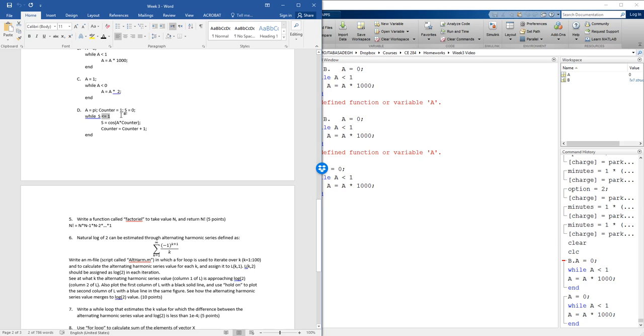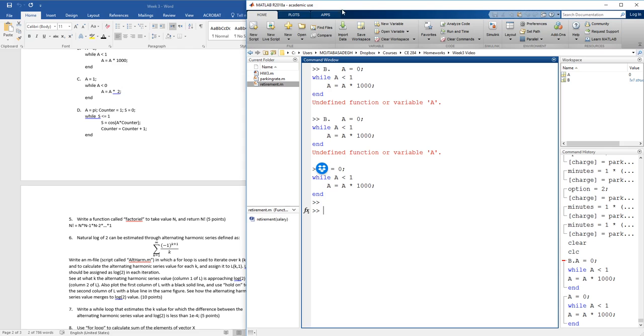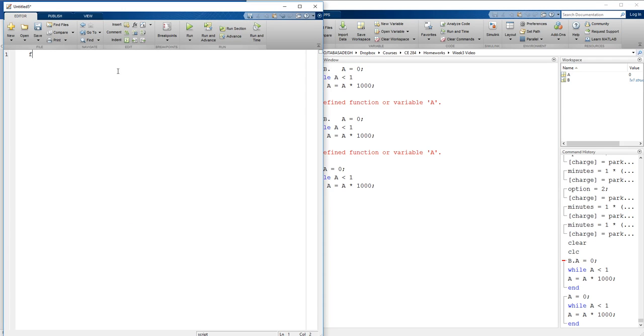Now let's go to question 5. Question 5 says write a function called factorial, like with e, because factorial is already a built-in function. We don't want to mess that up. So let's write our function with e rather than a. It will take the value n as input and return n factorial as an output. So again, open up a new script, function, and then name of the output, I don't know, nn equal to factorial of n.